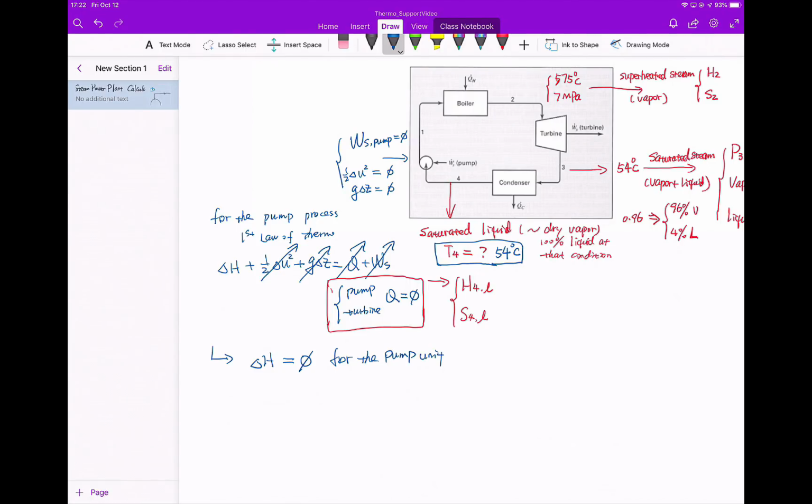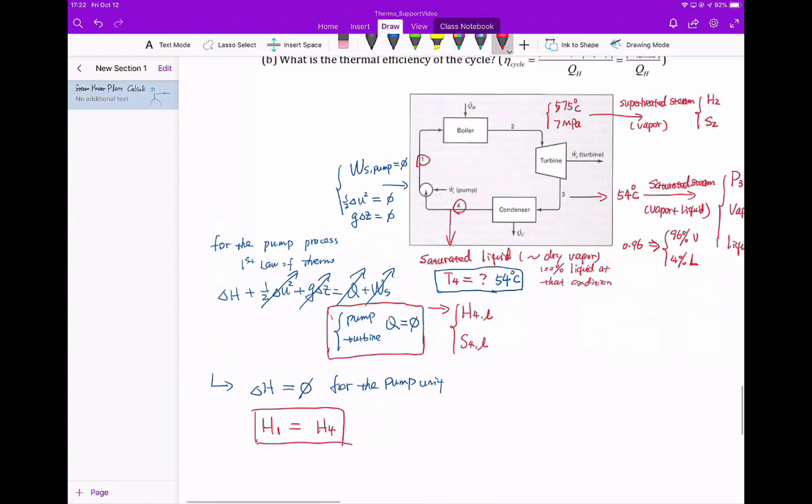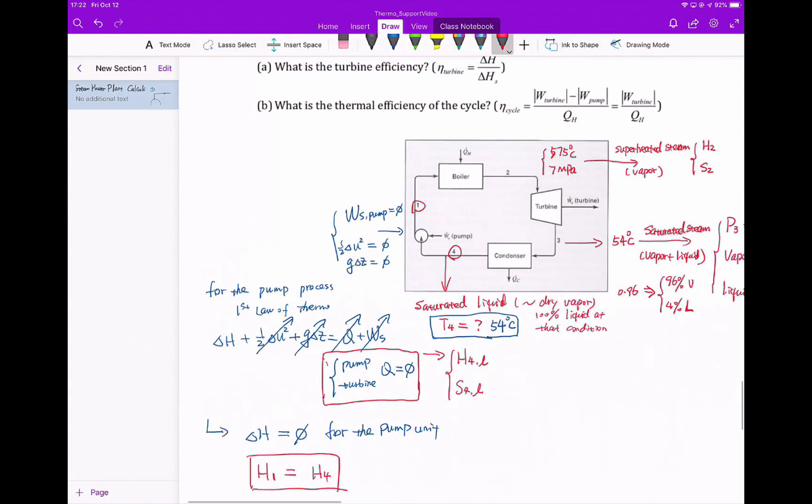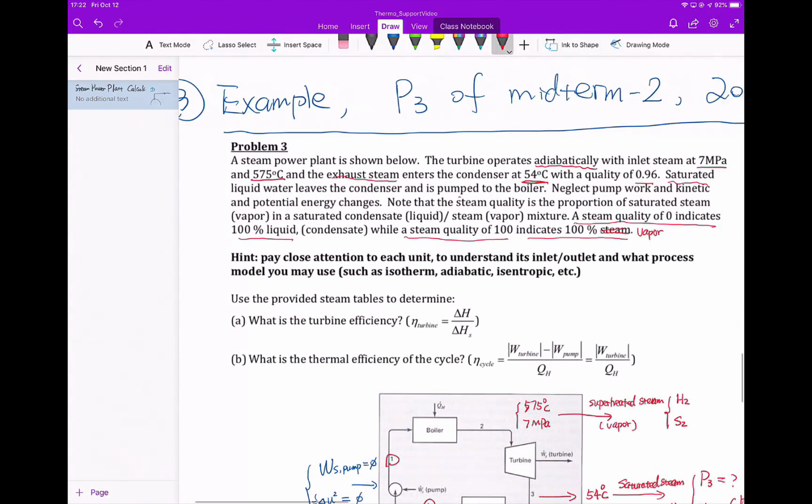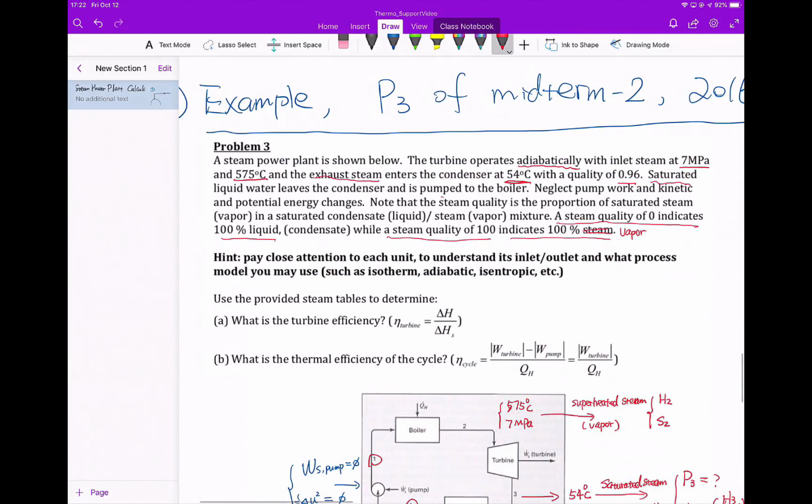Or we can have quite a nice, quite useful equation, which is H1 is H4, because this is 4, this is 1. Okay, that is everything I could have after reading the problem. Let's take a look at what the question is.